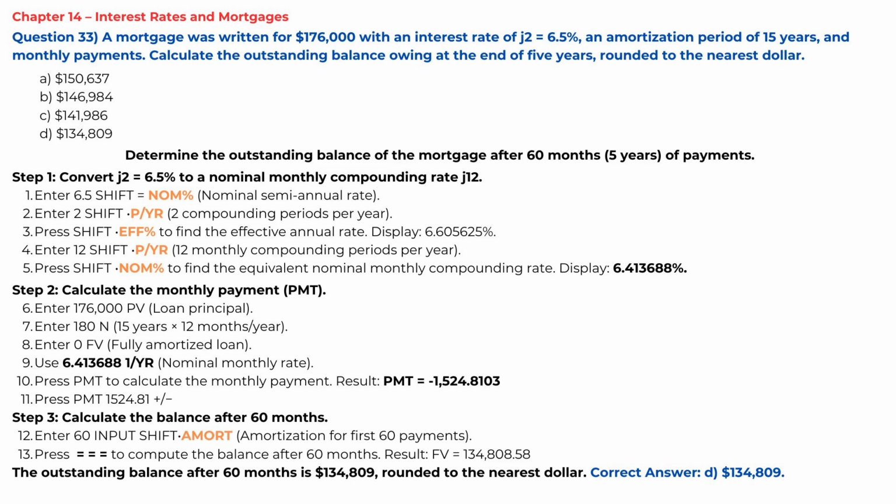Press PMT. Calculator displays $524.813. Monthly payment. Enter 524.81 plus and minus sign, PMT, to round off the payment.